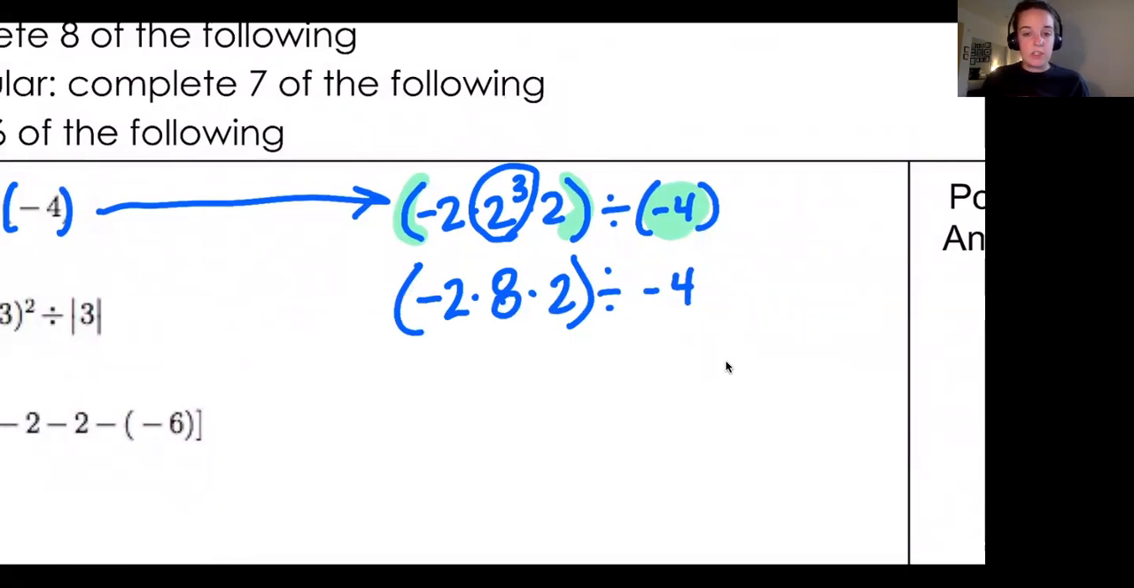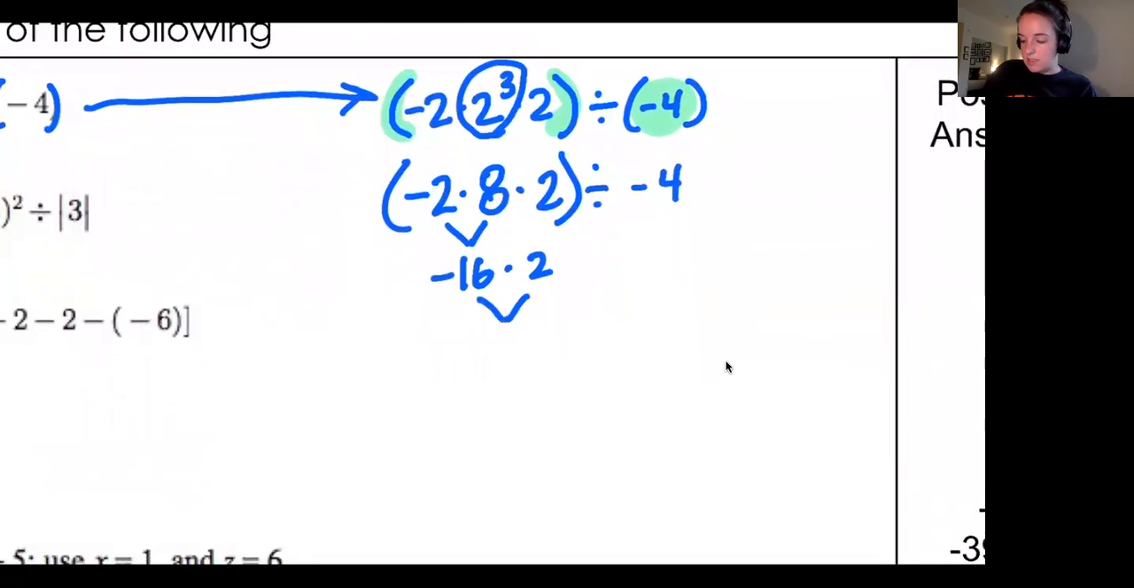So multiplication and division goes left to right. So I'm going to do these two first. -2 times 8 is -16. Still bringing down the +2. And then multiply these together and get -32. So that is within my parentheses, but now it's just a number there, so I don't need those parentheses anymore. And I have divided by -4.